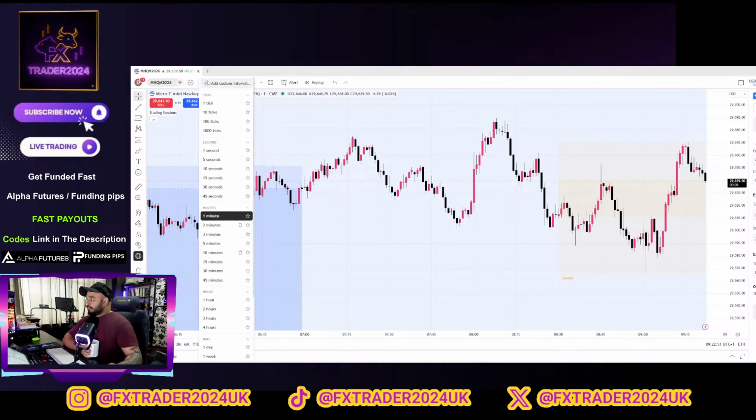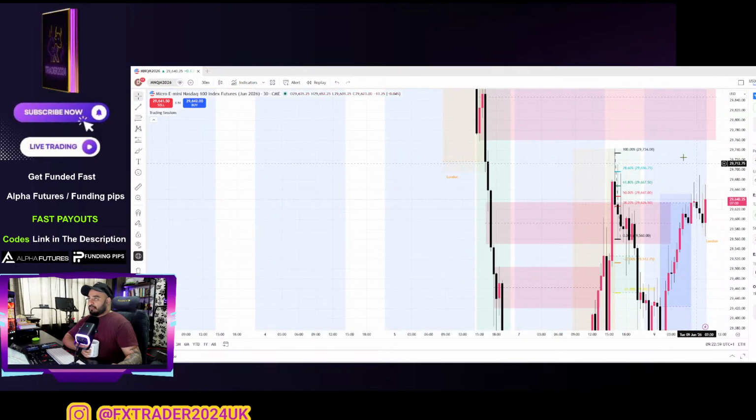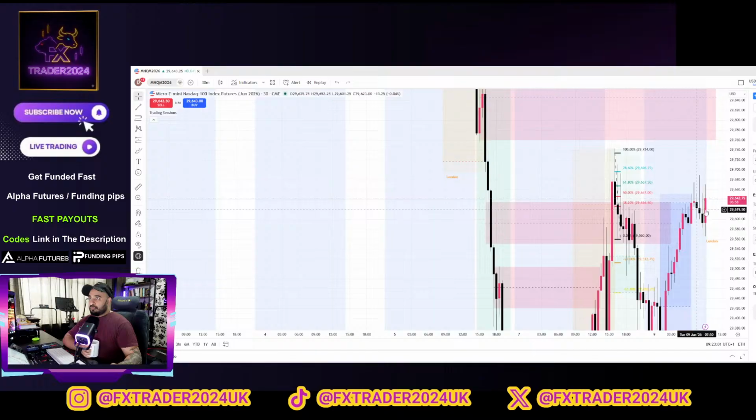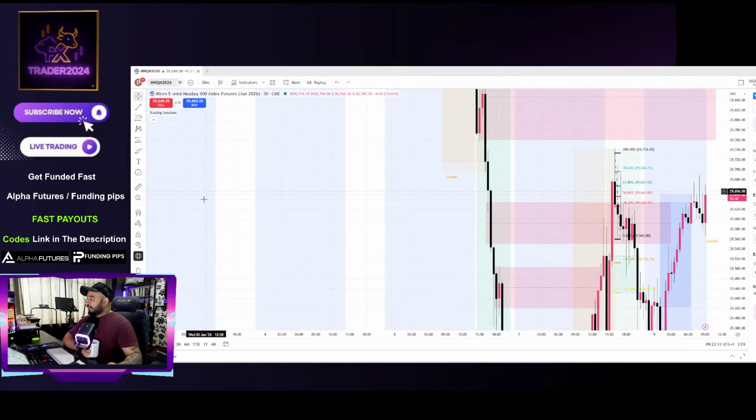Getting a lot of rejection from this area. Look, let's go on to the higher time frame. A lot of rejection from this area here. But price pushed down here, it's pushed right back up. I want to see what happens when this closes. I'll probably give it another 5 minutes or so.